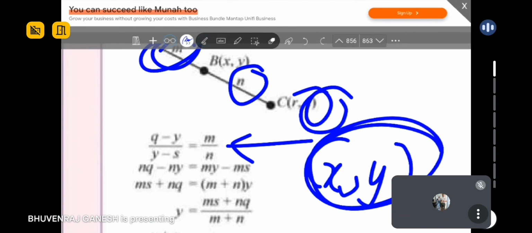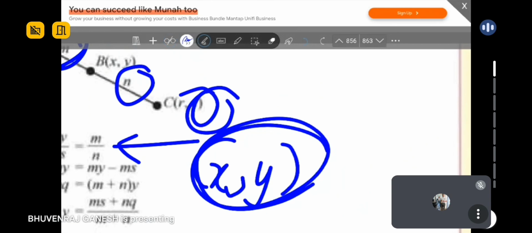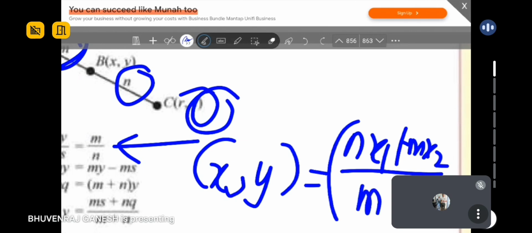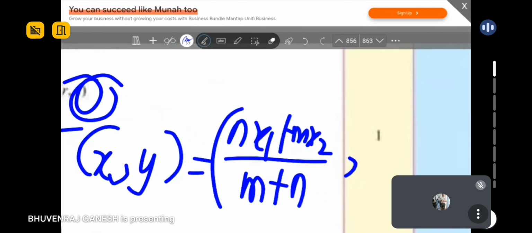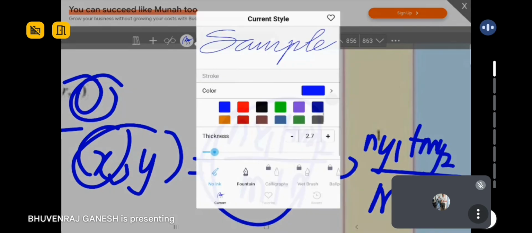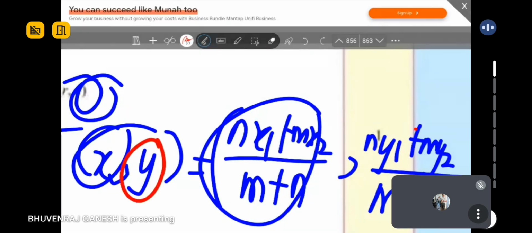Okay, sebab rumus dia macam ni kan. XY sama dengan NX1 tambah MX2. Kamu nampak kan guys rumus ni sebelum ni. This is the formula for divisor of line segment. Okay, so it means that you must find your X and Y. Kamu kena cari nilai X dan Y. So X akan sama dengan yang ni dan Y akan sama dengan yang ni.